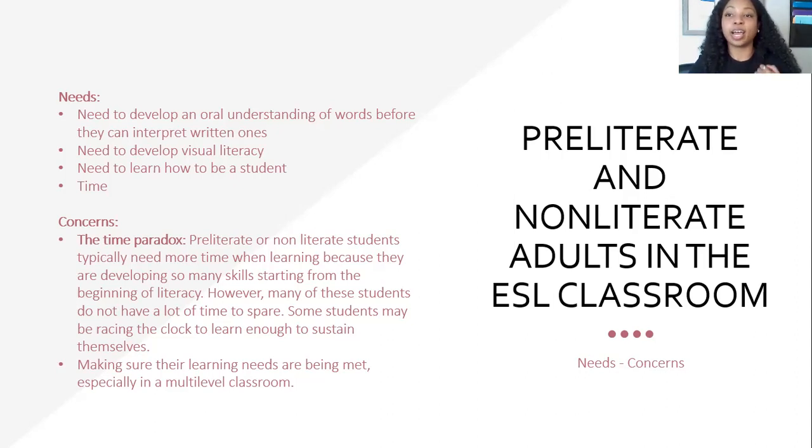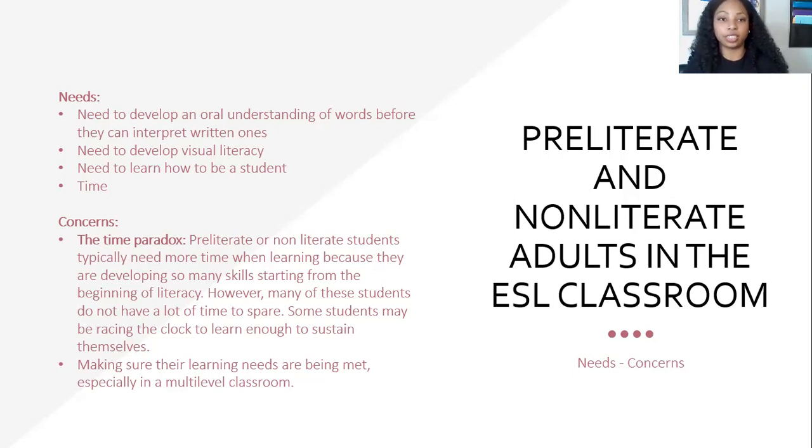And they need to learn how to be a student. If your student had no formal schooling or if their schooling was interrupted at an early age, they didn't have time to develop the skills that students need. And so they need to learn how to be a student. And most importantly of all, they need the time to develop these skills. Two major concerns I found that pertain to this group of students: number one, the time paradox.